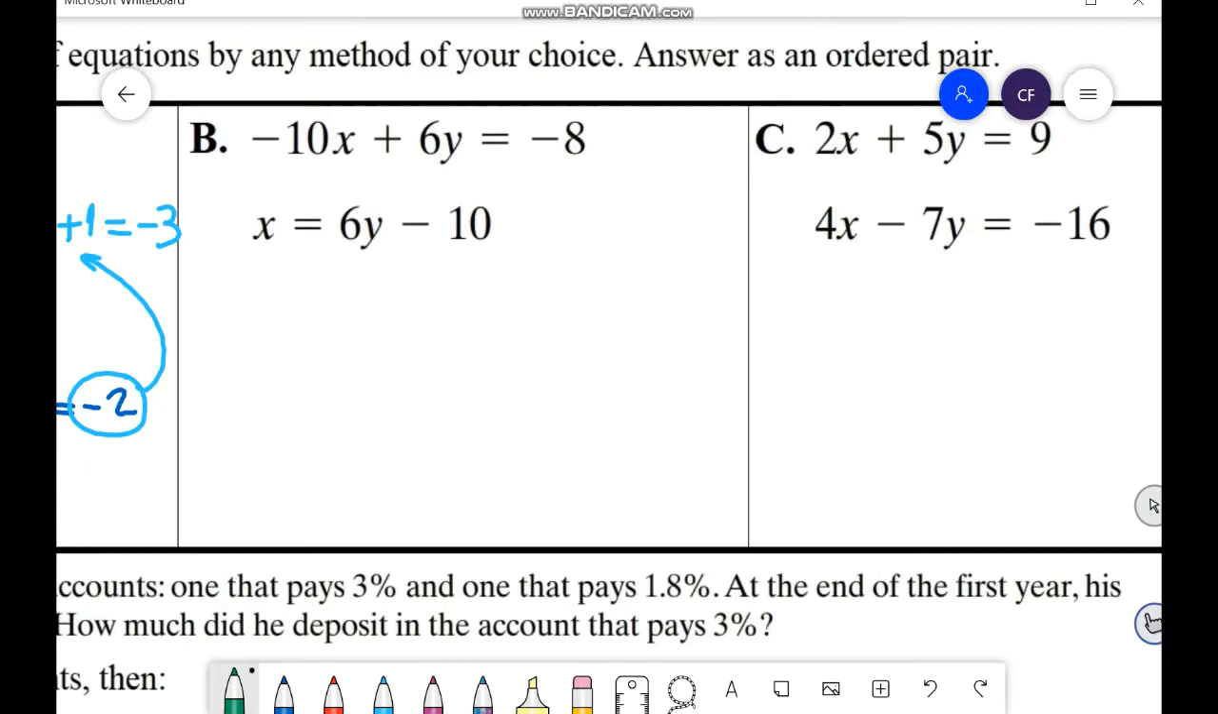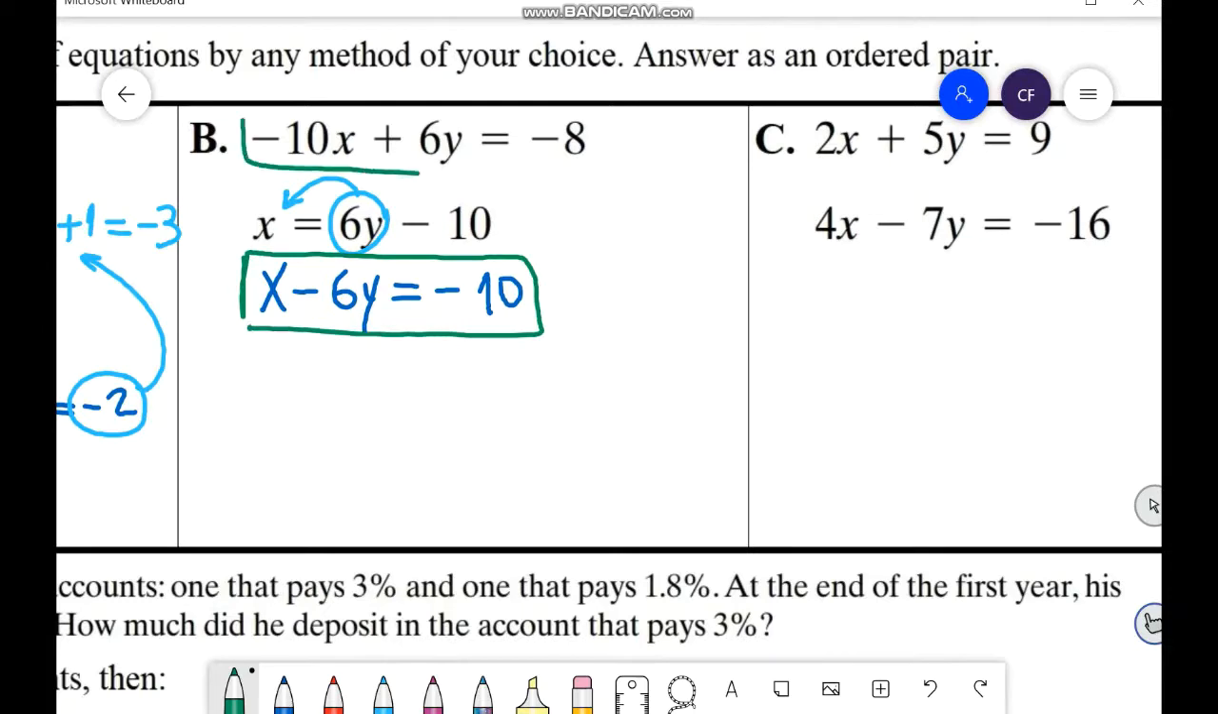Letter B, -10x plus 6y equals -8, and x equals 6y minus 10. That's another one that you can use. Yes, we can use substitution, but here I'm going to use the addition method. Let's do the addition method. I'm going to change this: x minus 6y equals -10. I move this to the left hand side, and it becomes negative. And let's add this first equation with the second one.